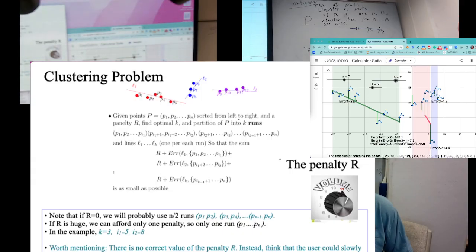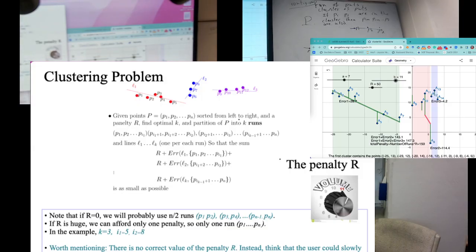If R is $5, it means every new cluster I have to pay $5 more. If R is 0, probably you'll get a lot of clusters. If R is infinity, probably you'll get only one cluster. And now the question is, how should I break my points into runs, into clusters, in a way that minimizes this creature? So I want to minimize this creature.